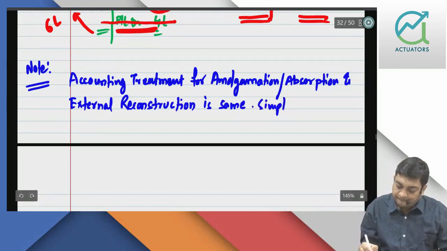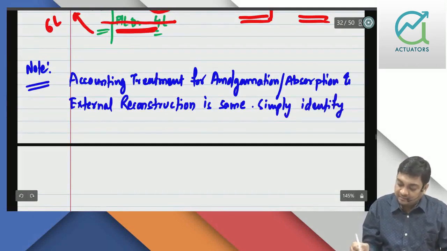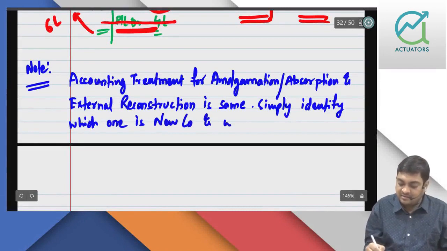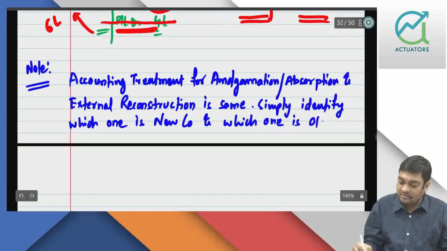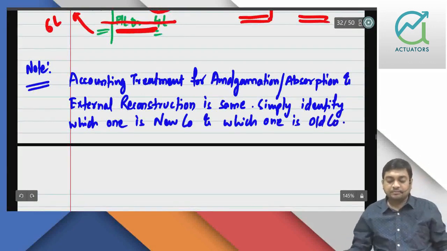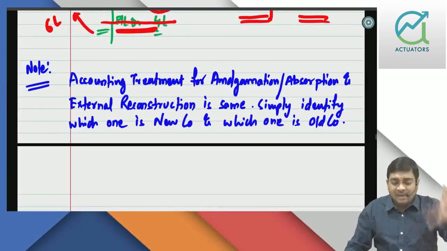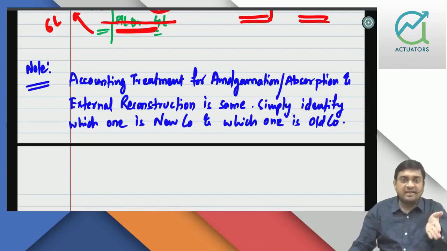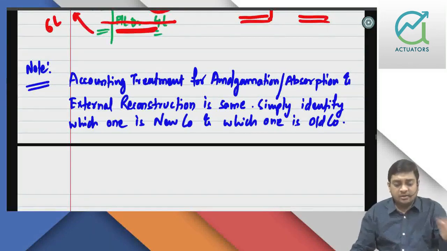Simply identify which one is new company and which one is old company. Now, whether it is amalgamation, absorption or external reconstruction, simple. Business transferred, PC given and PC distributed.